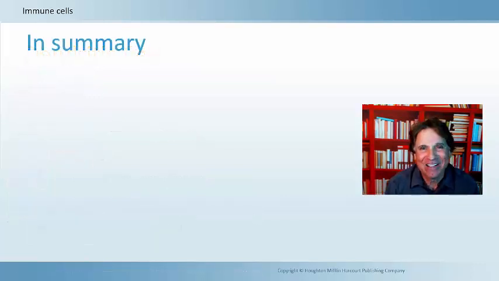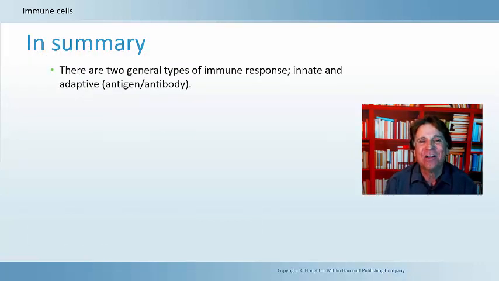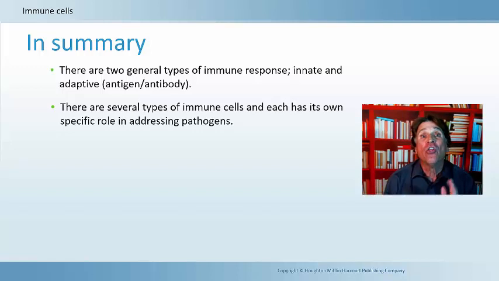So, in summary, let's take a look at what we learned in this lesson. There are two general types of immune response: the innate, which is ready to go at a moment's notice when you get infected with a pathogen, and the adaptive, one which takes longer because you need to build up a concentration of antibodies that will react to the detected antigen. There are several different types of immune cells, and each has its own specific role in addressing pathogens.